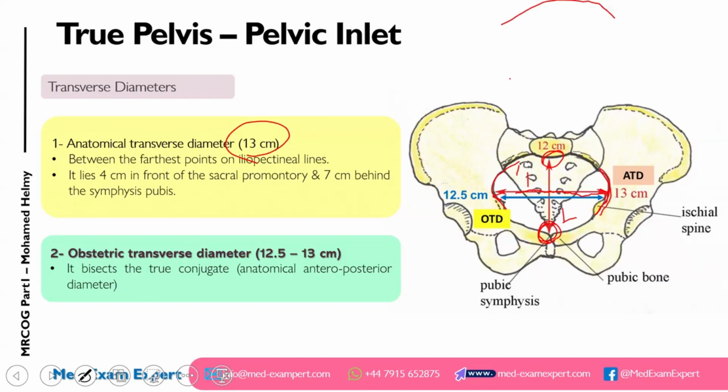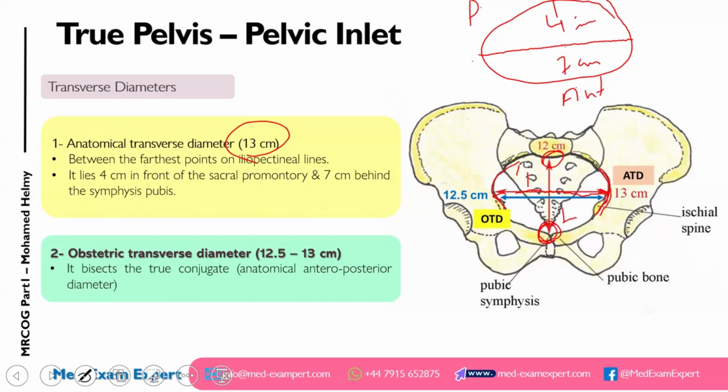So if we draw a circle like that and draw a line joining the two farthest points at the sides of this circle, this is called the anatomical transverse. If we measure the distance from anterior to this line, it's about 7 centimeter. This is anterior, this is posterior. And from this line to posterior, it's about 4 centimeter.